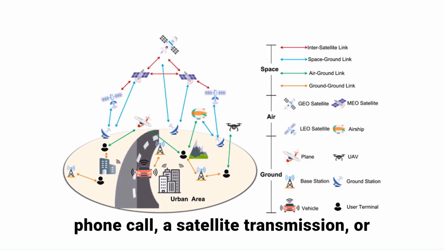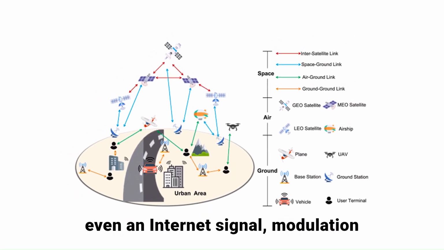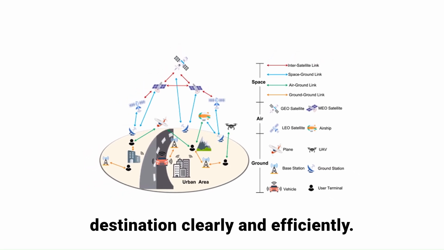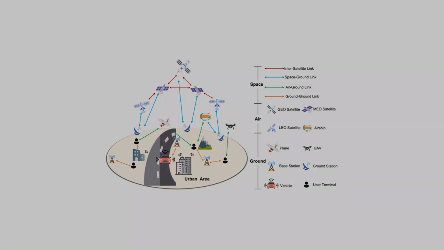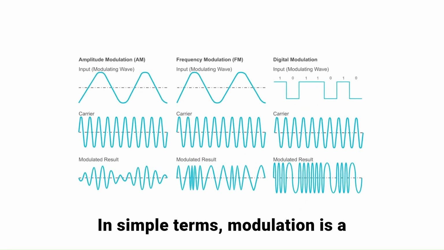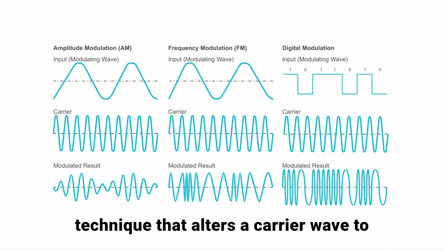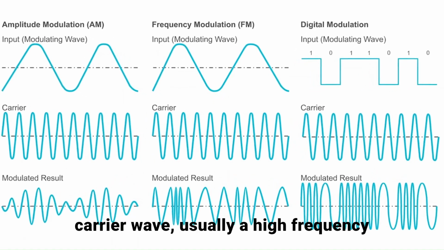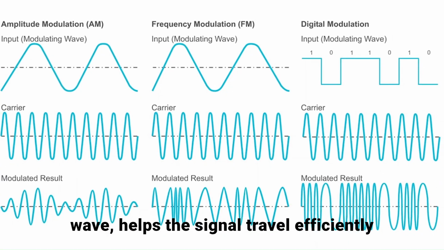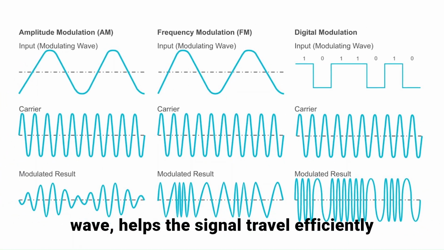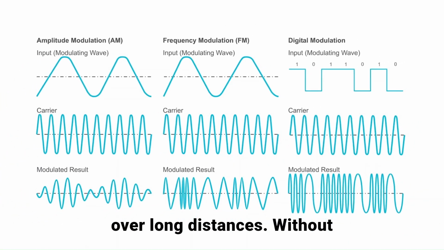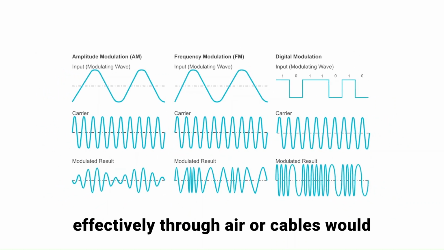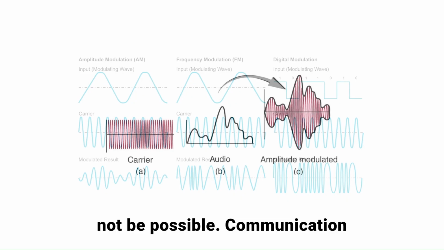Whether it's a phone call, a satellite transmission, or even an internet signal, modulation ensures that the information reaches its destination clearly and efficiently. In simple terms, modulation is a technique that alters a carrier wave to embed the original message. This carrier wave, usually a high-frequency wave, helps the signal travel efficiently over long distances. Without modulation, transmitting signals effectively through air or cables would not be possible.